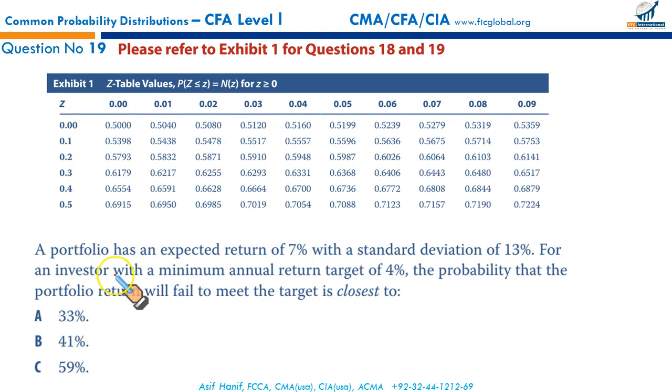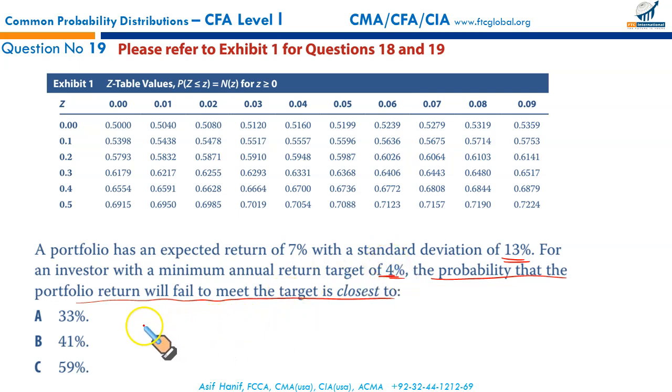Now, a portfolio has an expected return of 7% with a standard deviation of 13%. For an investor with a minimum annual return of 4%, the probability that the portfolio return will fall to meet the target is closest to. Now we will convert into standard scores. Let us standardize these numbers first.